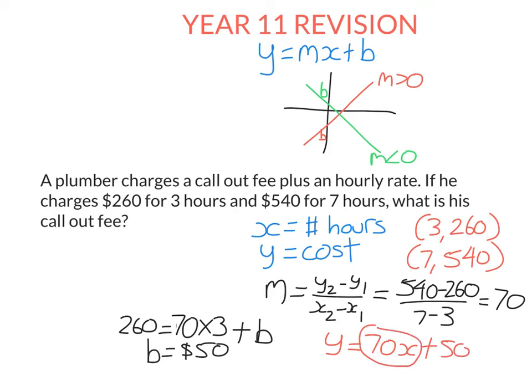This is telling us about the hourly charge, 70 times the number of hours, and this last part is the call-out fee. This is the amount you had to pay for 0 hours before the plumber starts work. So the call-out fee was $50.